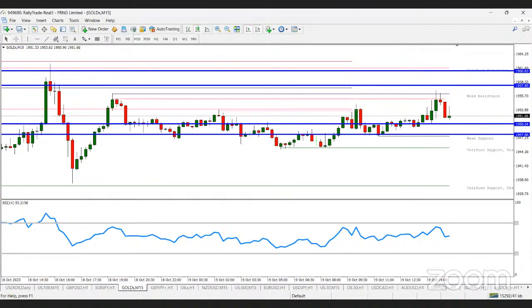My buy stop will remain as the one I gave in the morning. That's around 1957.80.